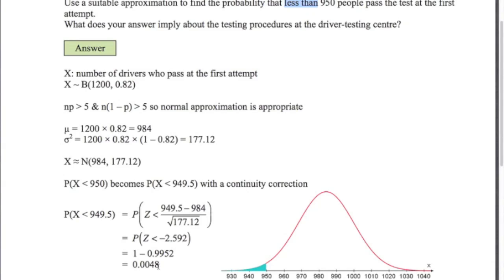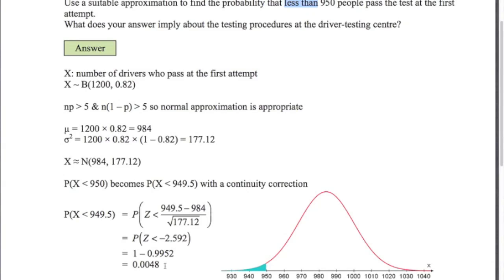So let's talk about what that probability means. If the national average is 82% of people passing, for this place here the average is way lower than that. It's actually not too much lower, but we've just worked out that, given that the national average of 82% applies here, there's only a 0.0048 chance, or 0.48%, or about 0.5% chance that you'll only have 950 people or below passing on the first attempt. That's good evidence to suggest that the testing procedures at this particular centre are too tough.